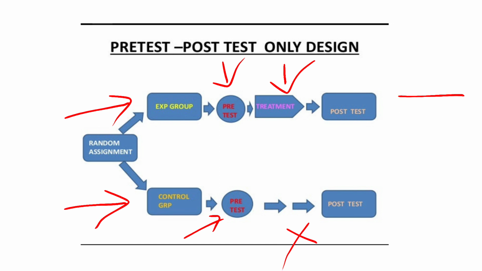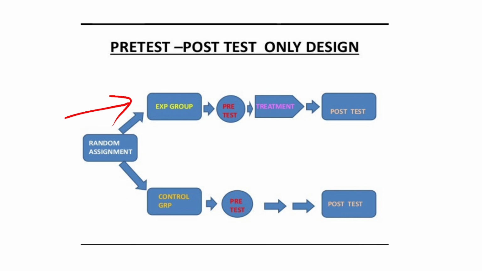Okay, so what is the difference between this and the post-test only design? In the post-test only design, there is no pre-test. But here the pre-test is there. Rest all is the same: only the intervention is given to the experimental group and the post-test is conducted in both the groups. So the only criteria difference is that you are conducting both the pre-test and post-test.